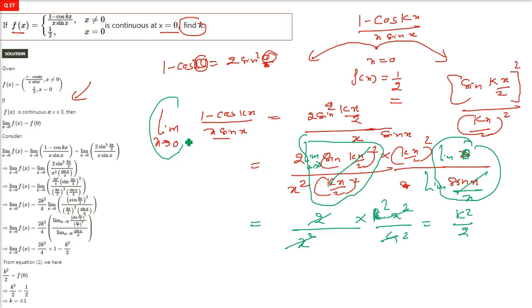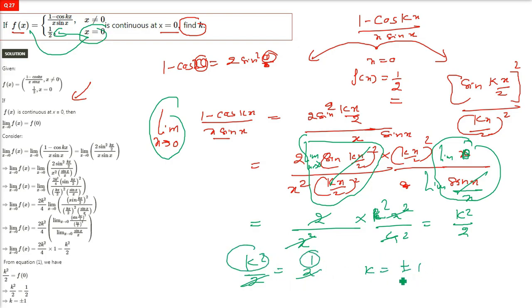Now since the limit is equal to the value of the function at x equals 0, in order to show that it is continuous, since it is continuous, k square by 2 is equal to half. So what do you get? k square equals plus minus 1. 2 gets cancelled, k is under root 1, which is plus minus 1.